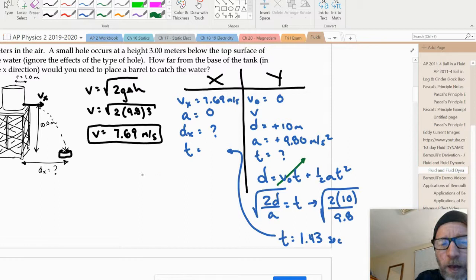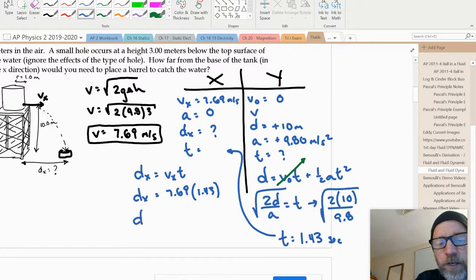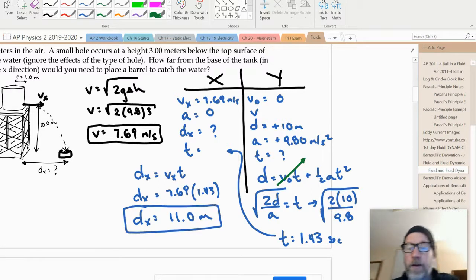So to wrap it up, the distance in the x direction is going to be the velocity in the x direction times time. So I'm going to have 7.69 times 1.43. So the distance in the x direction is going to be 10.9. Let's call that 11.0 meters. All right. The application of Bernoulli's there was actually pretty easy. We got to do an XY motion problem.